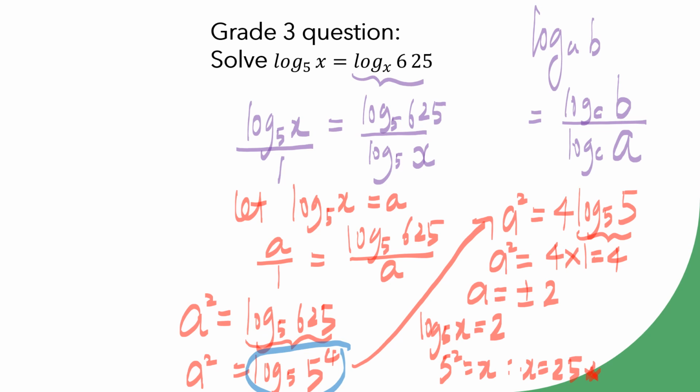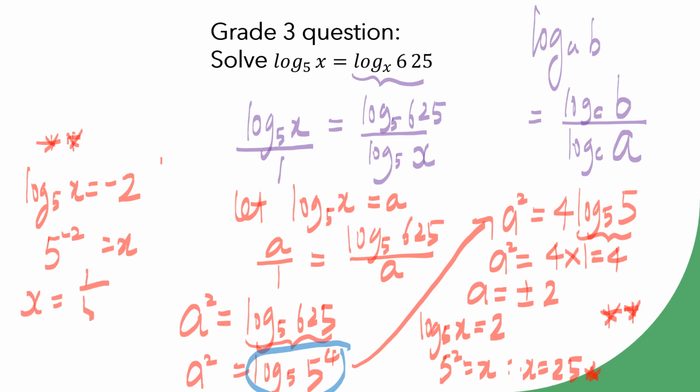Then what is the second answer? I'm going to continue here because we've got a lot of space here, but little space on that side. I will have log base 5 of x equals negative 2. Do the same as what we've done earlier. Start off with the base, which is 5, so 5 to the power of negative 2 equals x. So x equals 1 over 5 squared, which gives you 1 over 25. So this is the second answer.